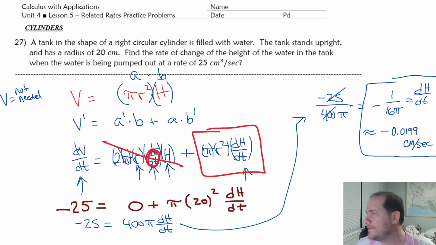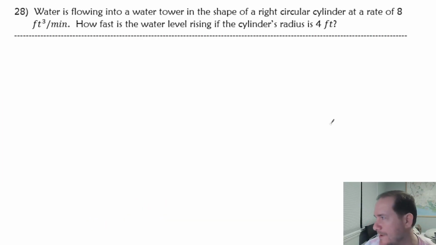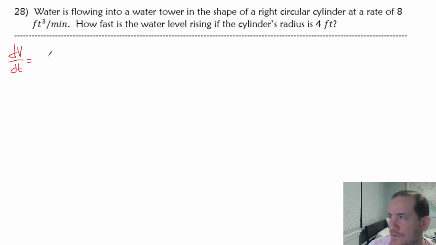Okay, and we said in class that 28 was really similar, but I'll go ahead and do it for you this time again if you need me to. So what's happening this time? We've got water flowing into a water tower at a rate of 8. So that means our dV/dt is positive this time because we're gaining that volume rather than losing it. So dV/dt is 8. How fast is the water level rising? So that means we're trying to solve for dh/dt again, just like last time, which is normal.